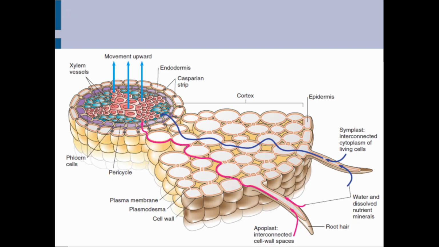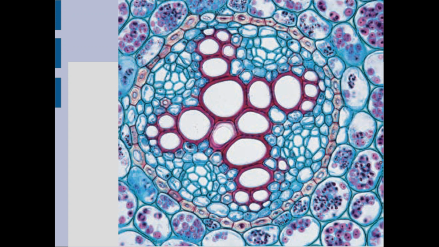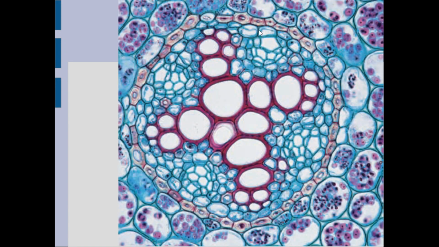The vascular tissues are known as stela. So this is a stela. The outermost layer is the pericycle. So this is epidermis, and then the first layer after the epidermis, sorry, this is an endodermis. The next layer is pericycle.